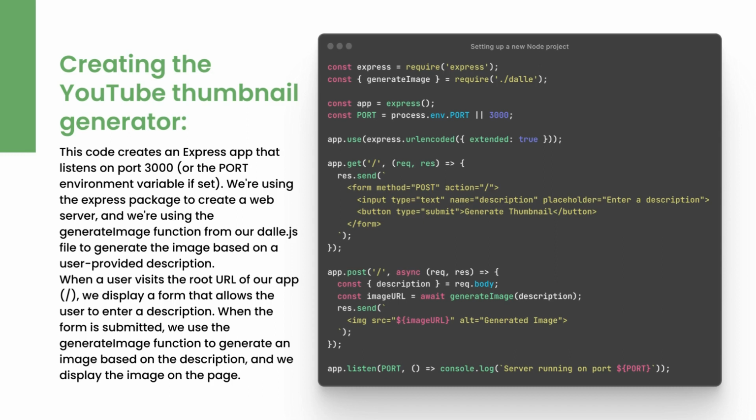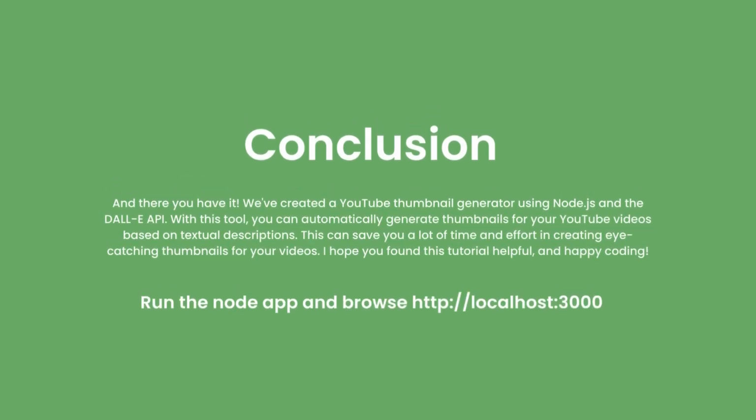And there you have it. We've created a YouTube thumbnail generator using Node.js and the DALL-E API. With this tool, you can automatically generate thumbnails for your YouTube videos based on textual descriptions. This can save you a lot of time and effort in creating eye-catching thumbnails for your videos.